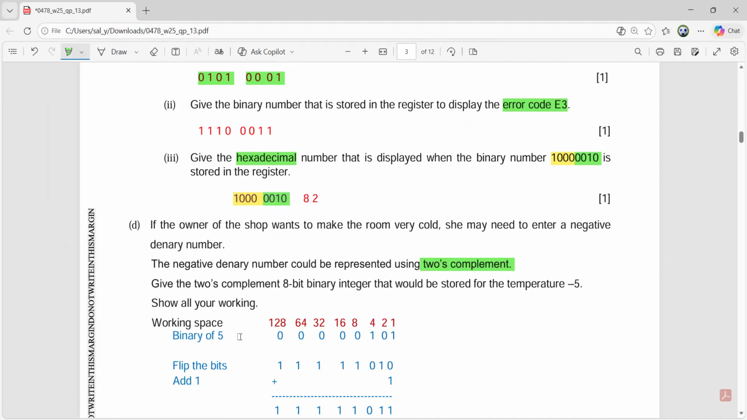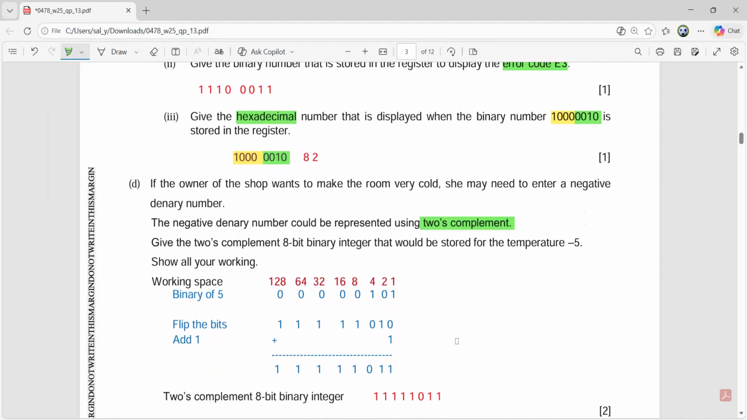Stage number 2, after the binary of 5 is found, we have flipped the bits and are adding 1. Adding 1 to the flipped bits gives you 0 plus 1 is 1, 1 plus 1 is 0 with a carry, and so on. In this manner, your final answer will be 1, 1, 1, 1, 1, 0, 1, 1. This is your final answer.